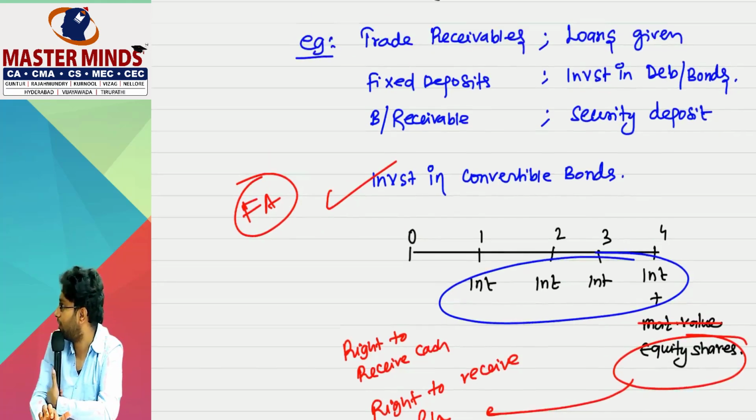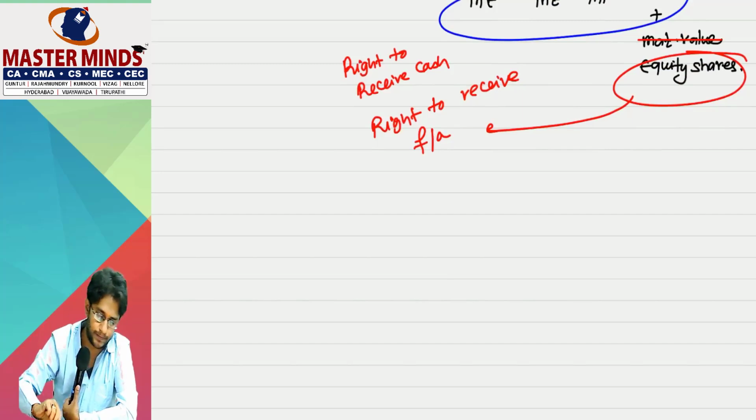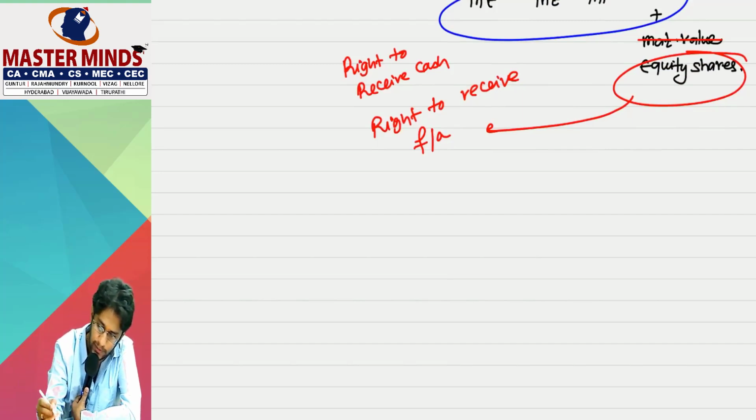Right, sir. This is all about financial asset. There are some more points later on we will see. Next, come to the financial liability definition.